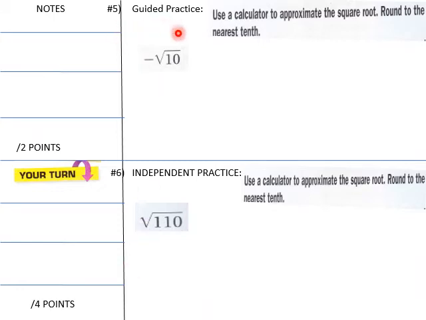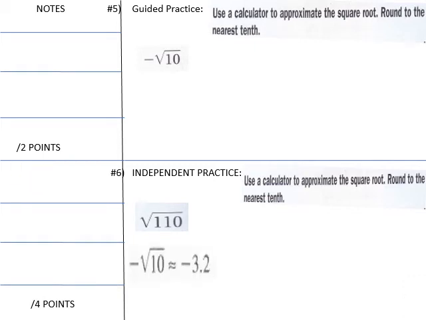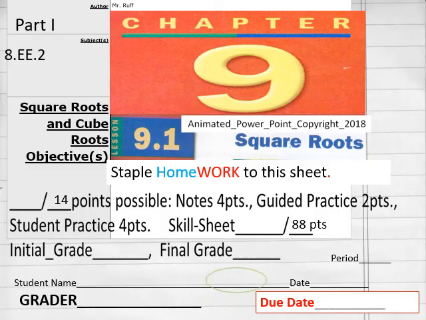Now our guided practice here. What's the negative square root of 10? Use a calculator. So down here, use a calculator for this, students. So the negative square root of 10 is approximately negative 3.2. Down here, you do that, students. 13a.